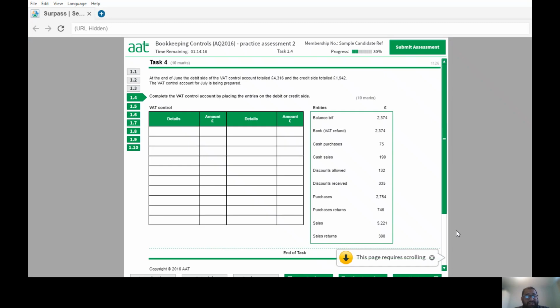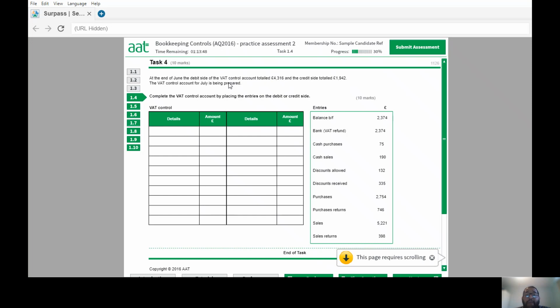Question 1.4. When you see this question, you always think, all right, what am I going to do? If you look at it here, you just have to drag and drop these balances. So again, let's have a quick look at this account. At the end of June, the debit side of the VAT account totalled £4,316, and the credit side totalled £1,942. This is for June, but this one is July.